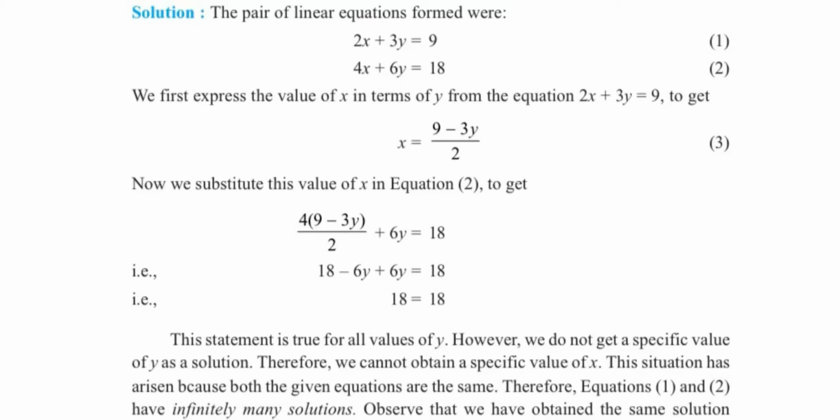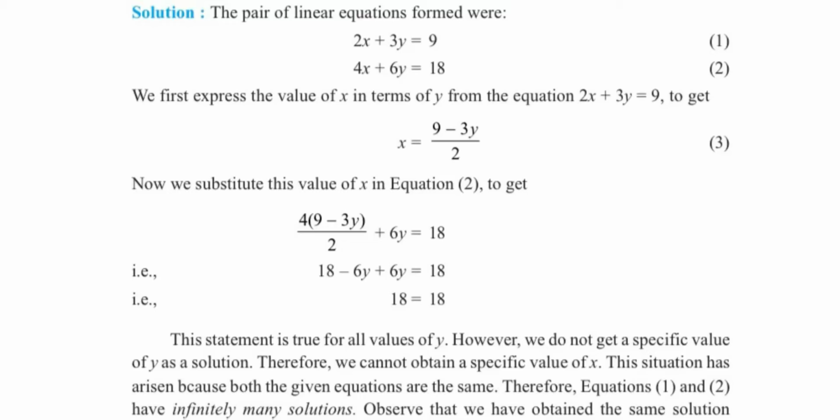That is 18 is equal to 18, which means that this statement is true for all values of y. So we did not get any specific value of y, and because of that we cannot obtain a specific value of x also. Now why has this situation arisen? This situation has arisen because both these equations are the same. Look at both the equations properly. You can see that in the first equation it is 2x and in the second equation it is 4x. In the first equation it is 3y, second equation 6y, first equation 9, second equation 18.